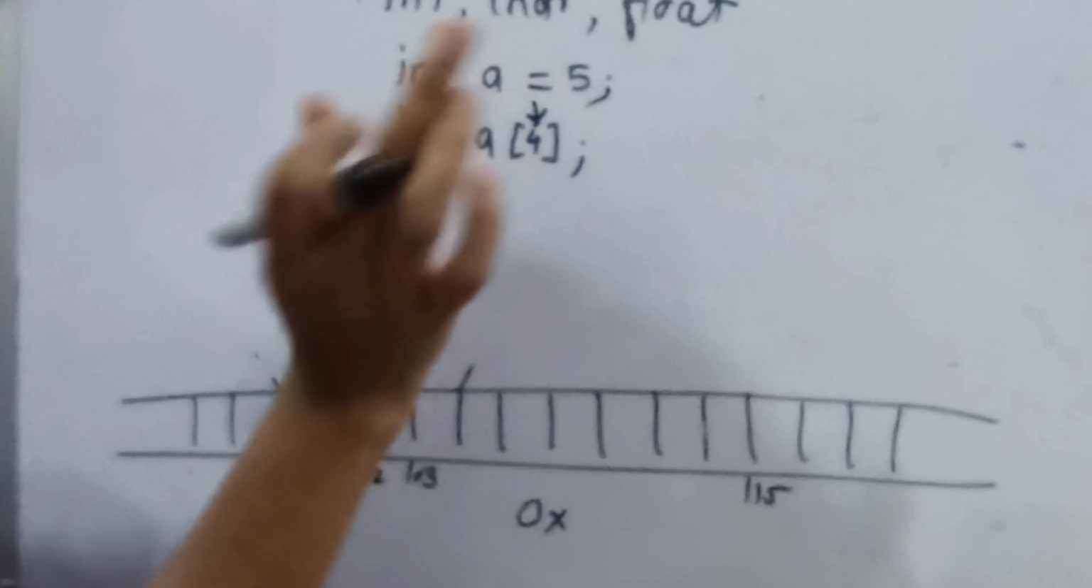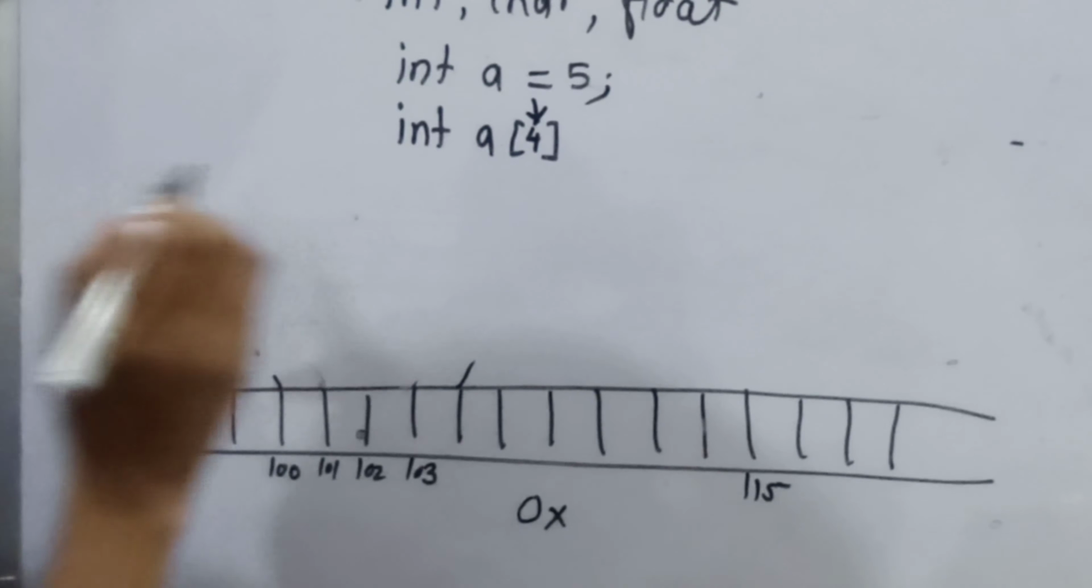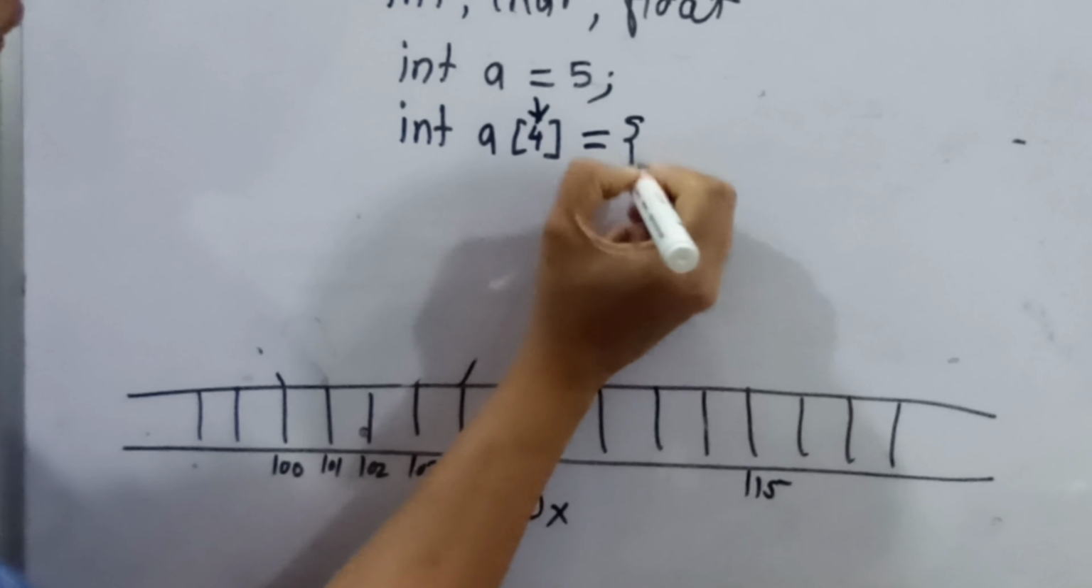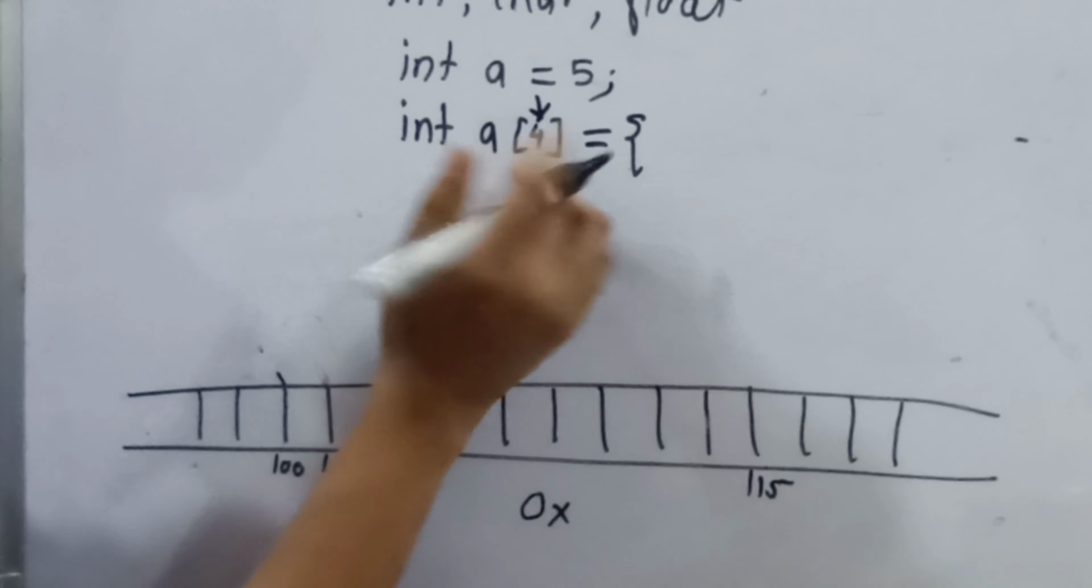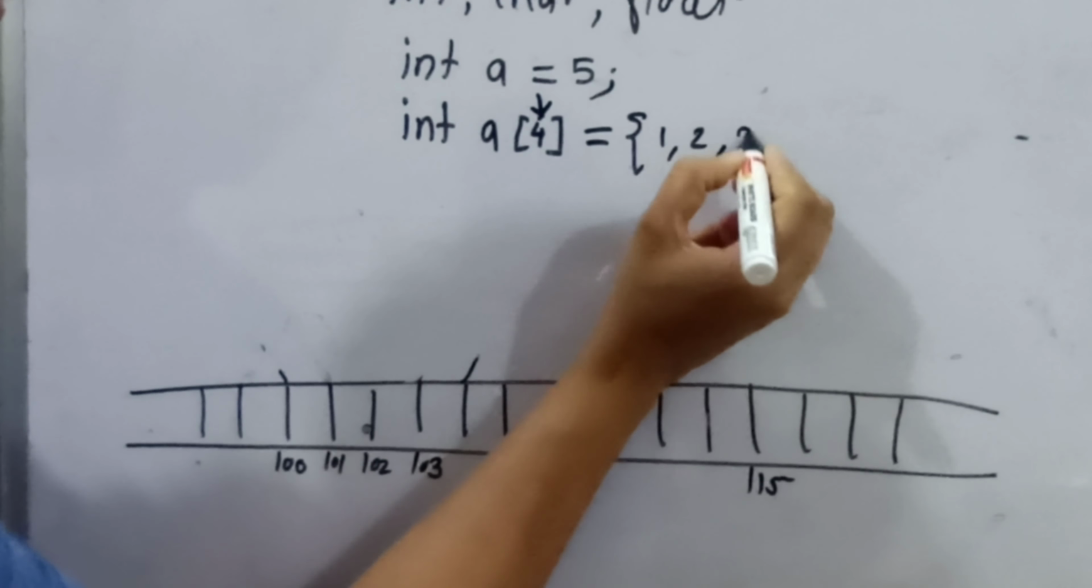Now, how do we initialize the array? I can initialize it this way also: suppose integer a of 4 is equal to 1, 2, 3, 4.